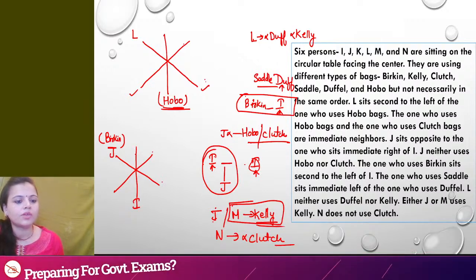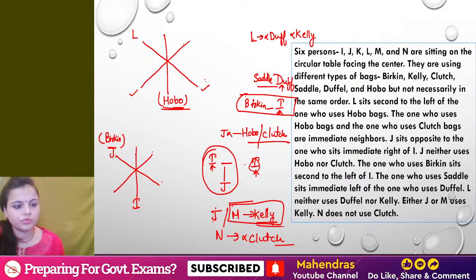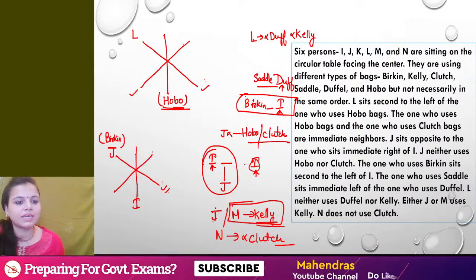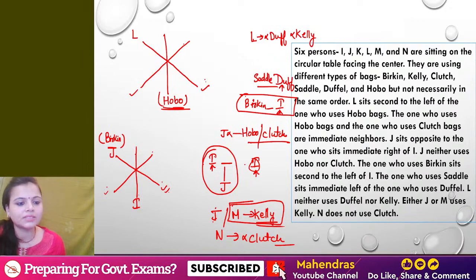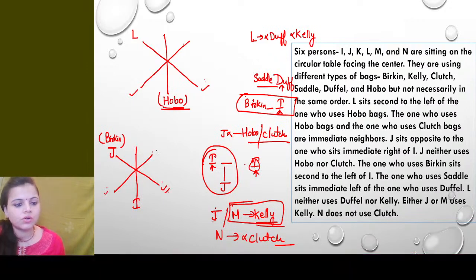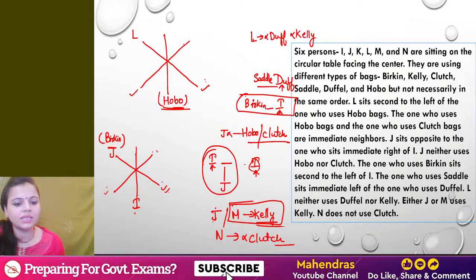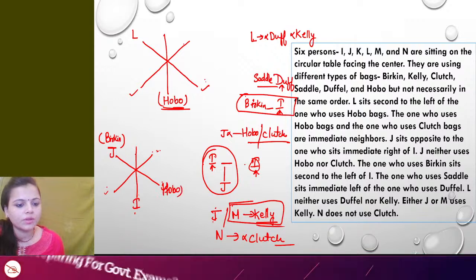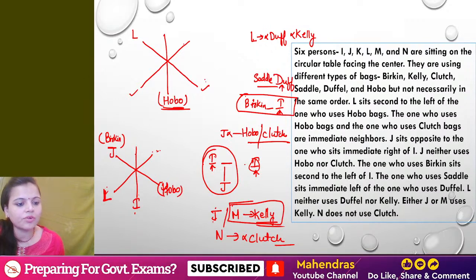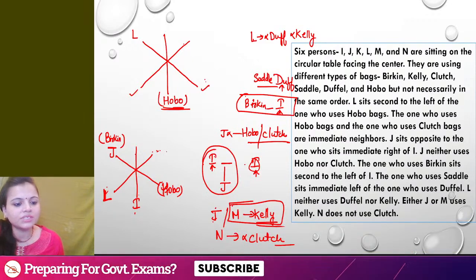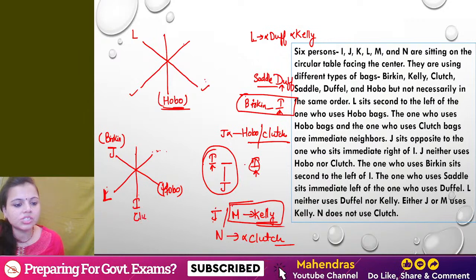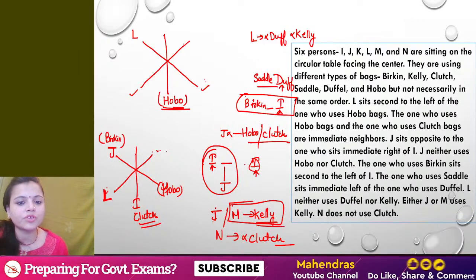And L. If you put hobo in this place, then second left of hobo you can put L. And this place is for clutch, and M uses Kelly. So if you put hobo, then L is second left of hobo. The clutch is an immediate neighbor and M uses Kelly. So you can put clutch because immediate left of duffel is saddle.